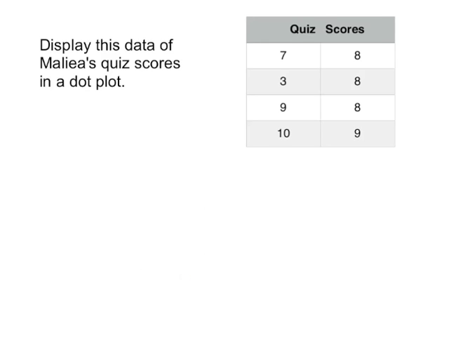Let's try and make our own dot plot. This one's about Malia's quiz scores. So we want to display this data in a dot plot. The first thing you do is you need to make a number line. So you look at the numbers that are in it, and we go all the way from 3 up to 10. So we need to have a number line that includes those numbers and the numbers in between.